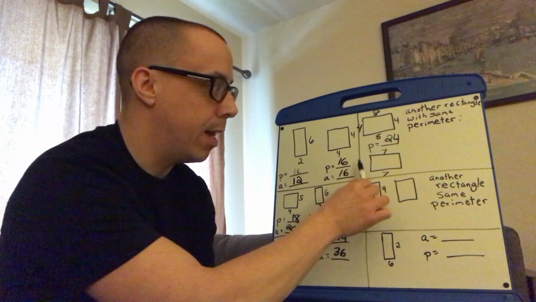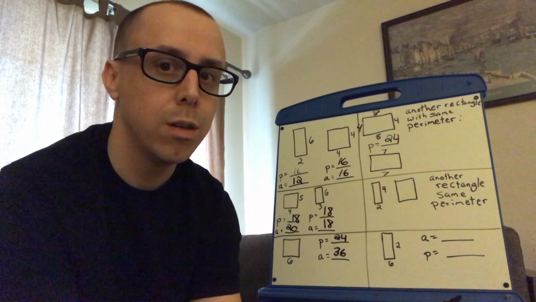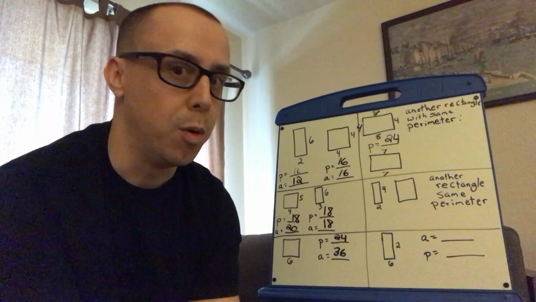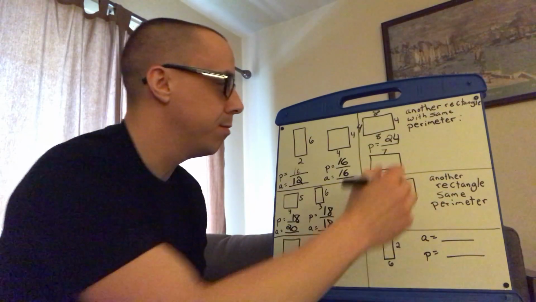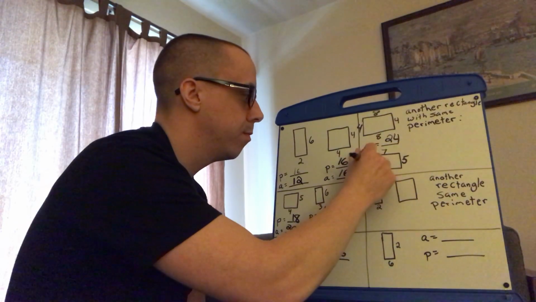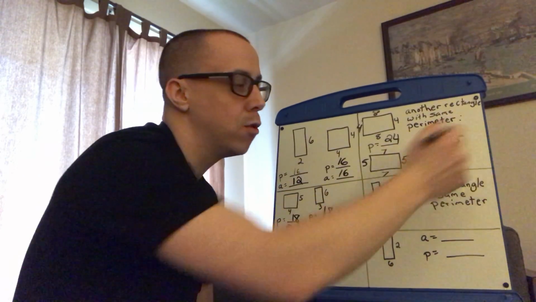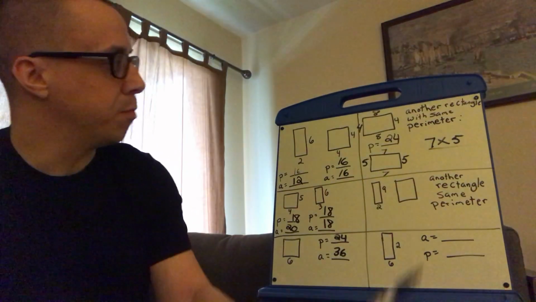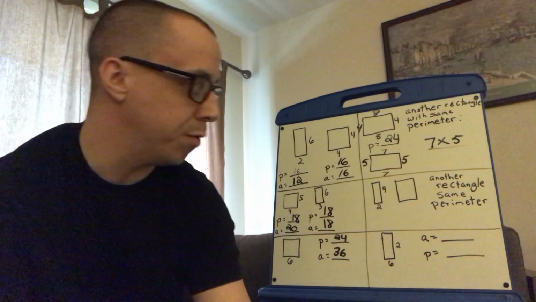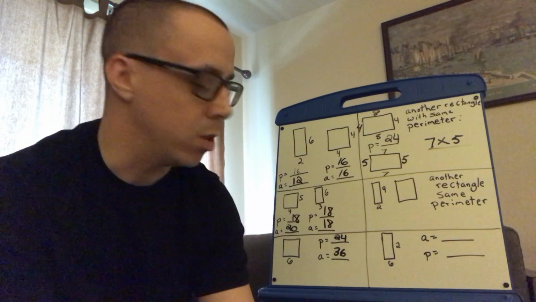Well, I know that opposite sides have to be equal. So what double makes up 10? 5 and 5. So a 7 by 5 rectangle would also give me a perimeter of 24. Okay, let's try another one just like that.